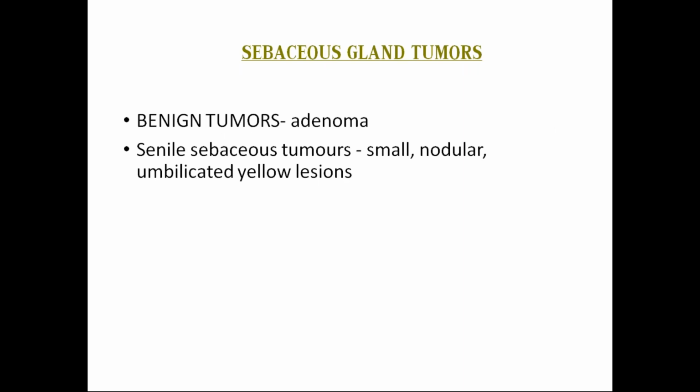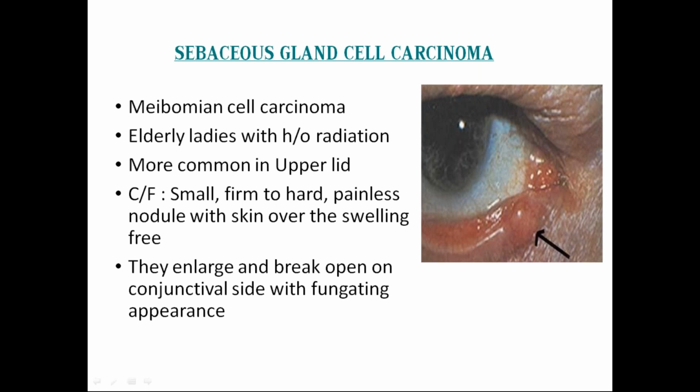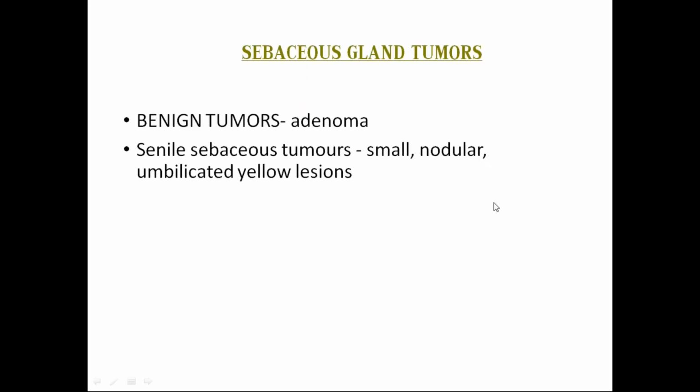The next, glandular tumors. We have finished pigmented tumors and epithelial tumors. Now we will come to glandular tumors. In glandular tumors, we have benign tumors. They are known as adenomas, and they are small nodular or umbilicated lesions. This is an example of a glandular tumor. If it is benign, you call it a benign tumor or adenoma.